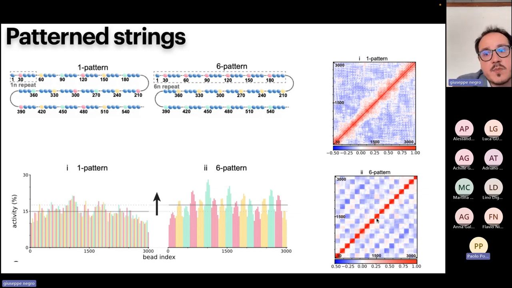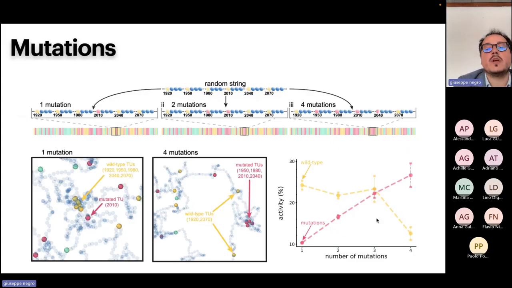To actually understand better the mechanism of the emergence of these positive and negative correlations, we consider the case of mutations. So you take a cluster of, let's say, yellow TUs here, and you start changing the color of one bead in the middle of the cluster. And what you get is that, at the beginning, for small mutations, the mutated transcription units are actually ejected from the cluster, while if you go to four mutations, now a red cluster is formed, and the wild-type transcription units, the original transcription units, are expelled from the cluster.